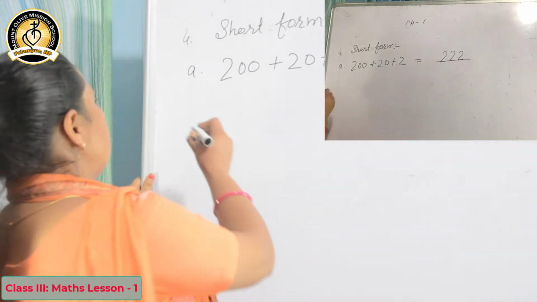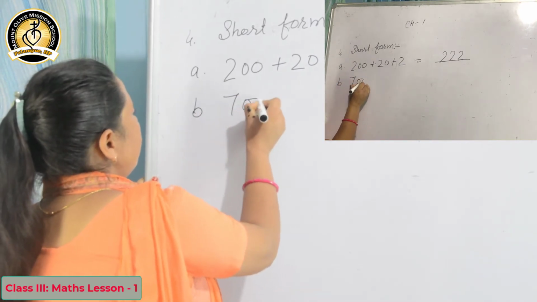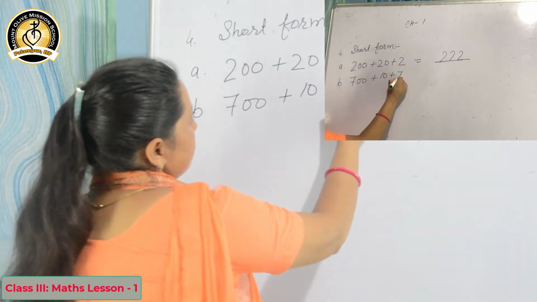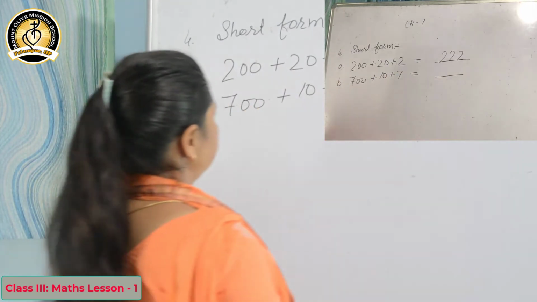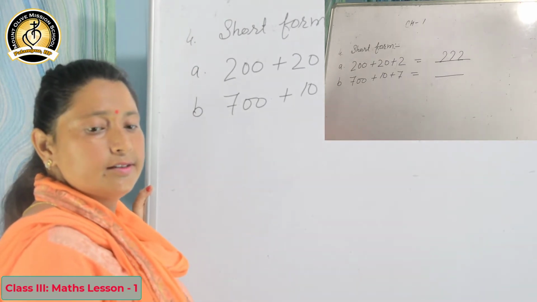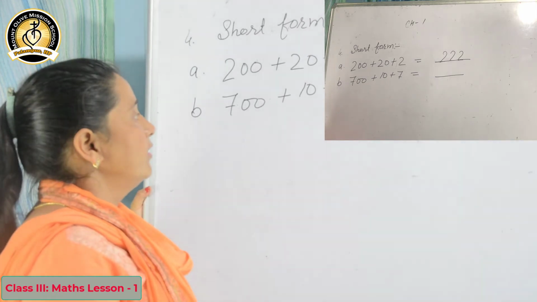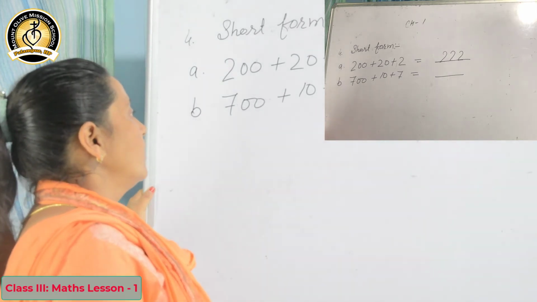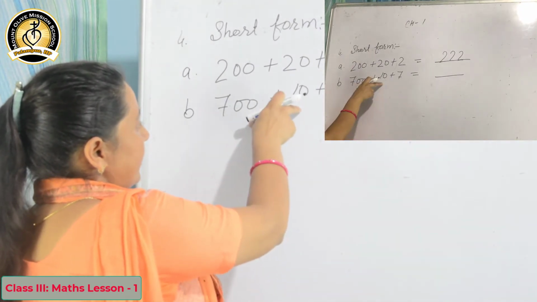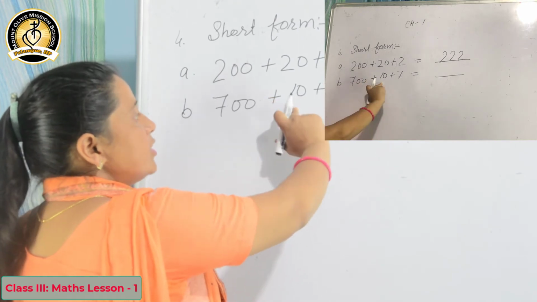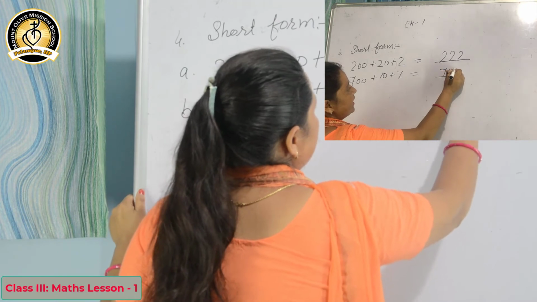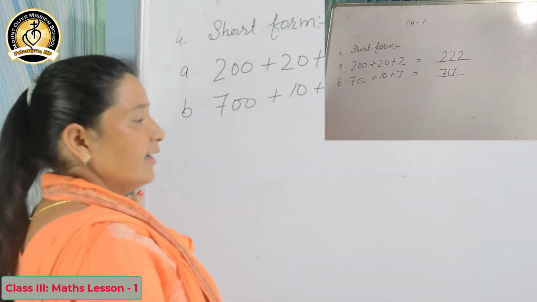700 plus 10 plus 7. Okay? So try to write short form. Yes, very good. 700 plus 10 plus 7. 700 में 10 ऐड किए तो 710. और 710 में 7 ऐड किए तो 717. Okay? Is that clear?